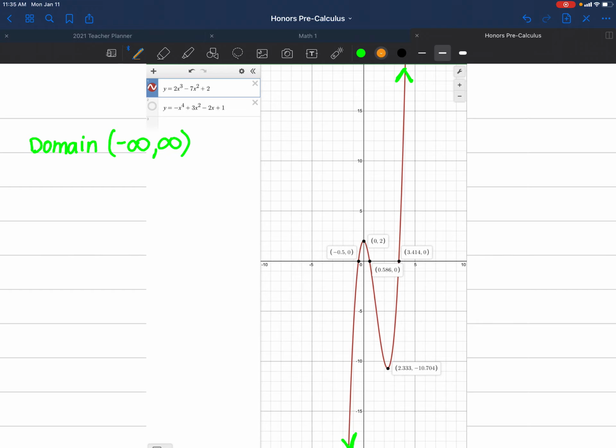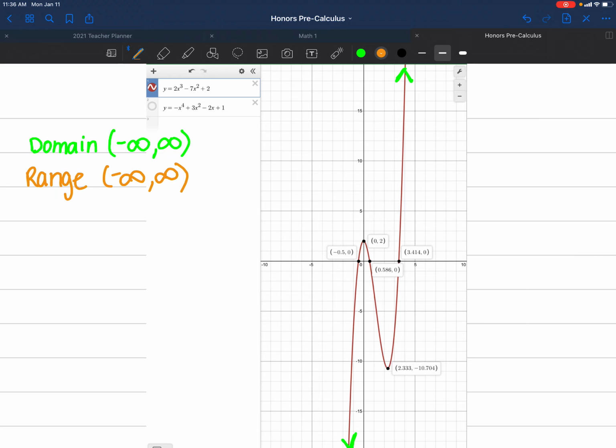Same thing is going to happen with the range. So from the bottom, we have an arrow that's going down, and it's going to have multiple y values in between here, but it's going to keep going up to positive infinity. So my range for this problem is going to be negative infinity to positive infinity as well.